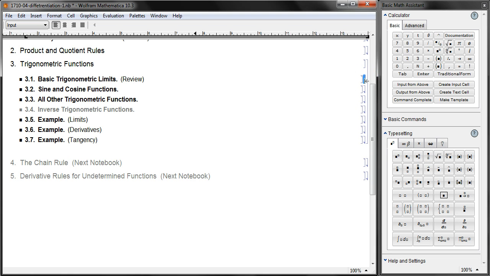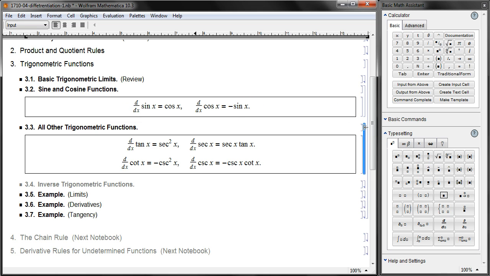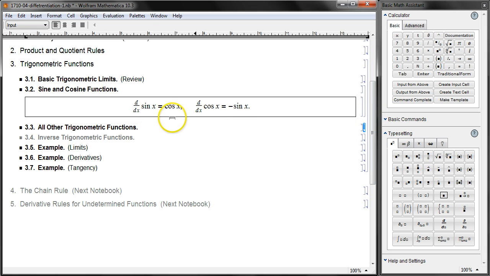Okay, enough time for derivatives. Alright, derivatives of sine and cosine. Wait a minute. Do we have the proof here? No, we don't. So we'll do that in a separate video.